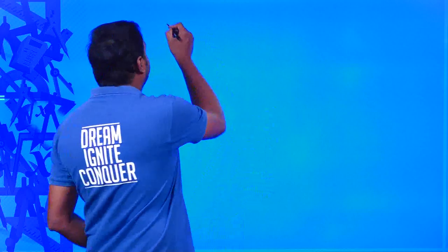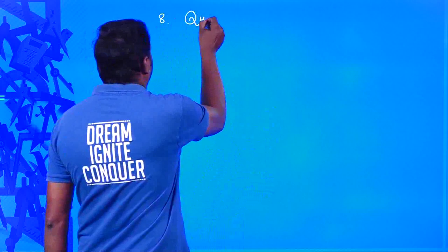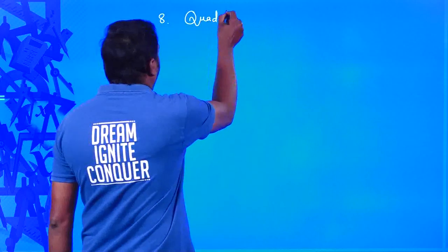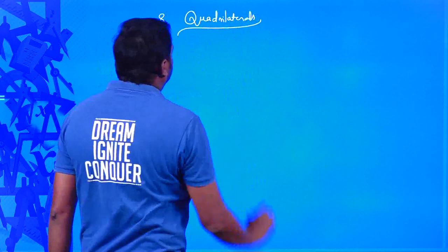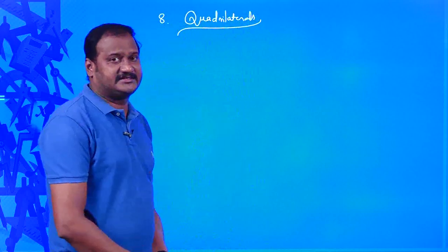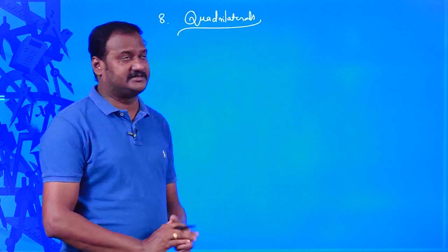The name of the topic here is quadrilaterals. Quadrilaterals, right? So, a quadrilateral is a polygon with 4 sides. Otherwise, a quadrilateral is a simple closed figure bounded by 4 line segments. Now, let us try to understand the different types of quadrilaterals, right?